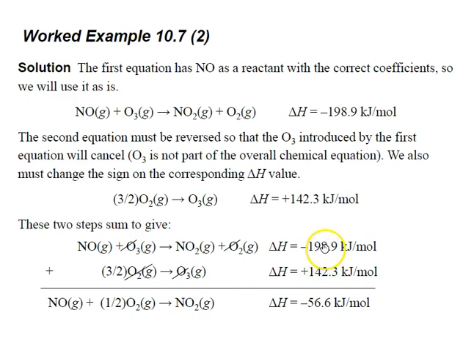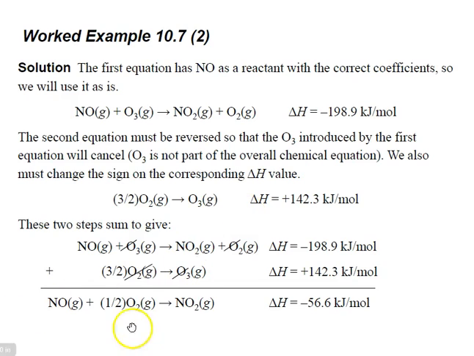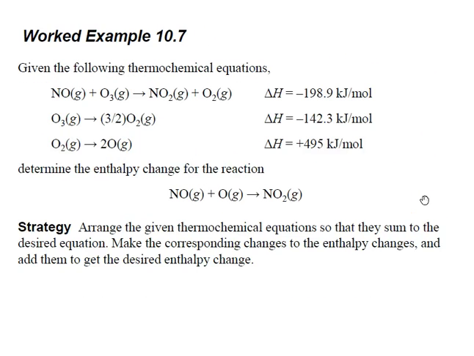The other thing that we can do is to get the enthalpy value. We just do the difference, negative 198.9 plus 142.3. We get negative 56.6. Now this doesn't give us exactly the equation because our goal is to get nitrogen monoxide and singlet oxygen. And this is O2, so we still have a little bit more to do. What we can then do is replace our 1/2 molecular oxygen on the left with singlet oxygen. We can do that by using that third equation. The third equation is here.